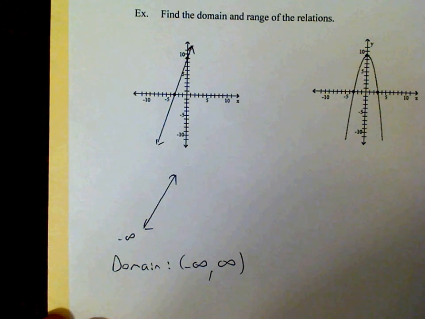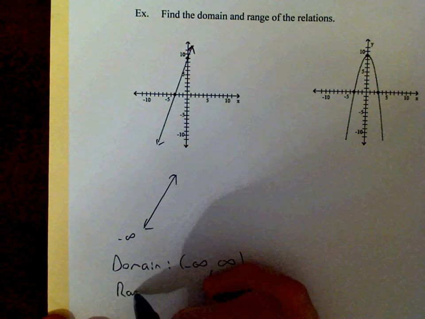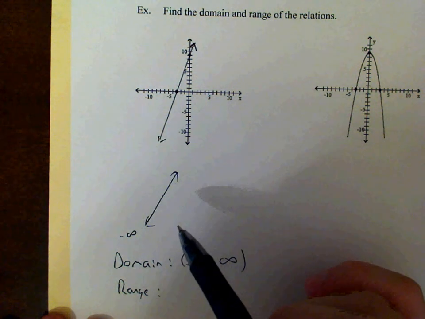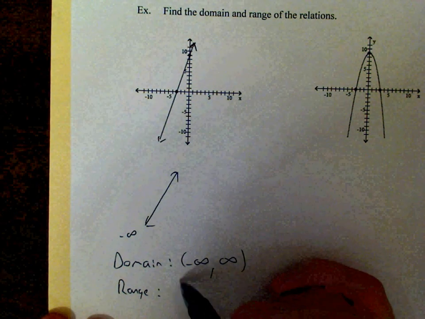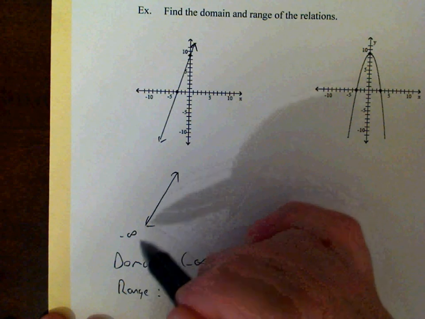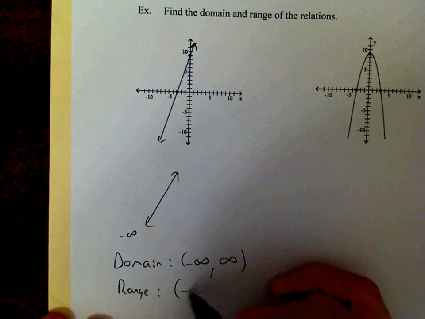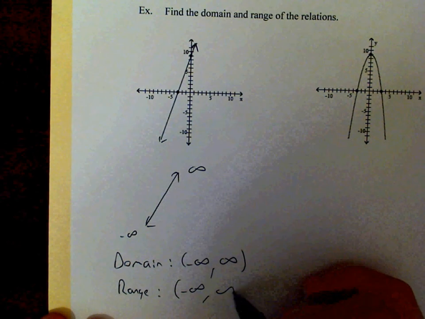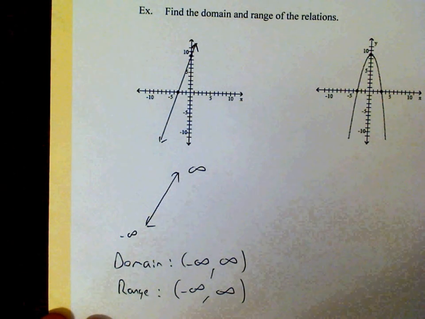That's your domain. Now the range is probably a little bit easier to see because it looks like it's going down. Well, it is going down, but it's also going left. But with the range, we're going to go down first. So how far down does it go? Well, nothing stops it. And how far up does it go? Nothing's going to stop it. Negative infinity to positive infinity.